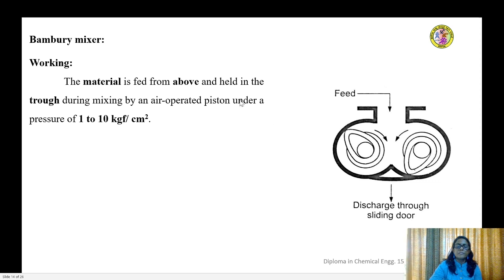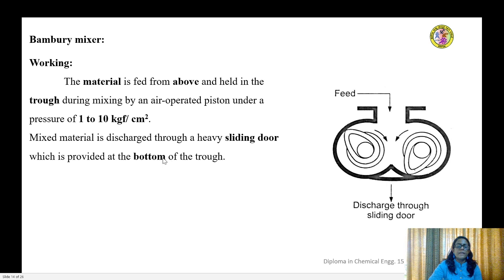The material is fed from above and held in the trough during mixing by an air operated piston under pressure of 1 to 10 kg per centimeter square. Okay, so this is an inlet for taking in the feed, and after the feed is fed to the chamber, we can move the piston by a mechanism operated by air, to maintain a pressure of around 1 to 10 kg per centimeter square inside the mixer.